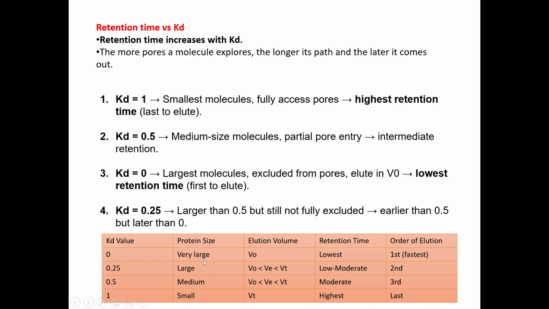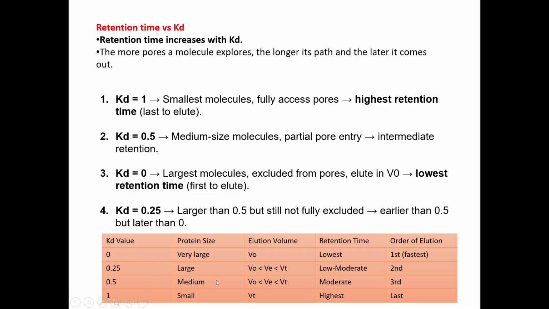If it is 0, it's very large. Elution volume will be your void volume, with the lowest retention time and fastest elution. As KD increases, your protein size is decreasing and your elution volume is increasing, so your retention time will also increase. If it's 0.25, it's still a larger protein but not the largest in your sample. It will be between void volume and total volume, with a low to moderate retention time, and it will come out second in this set of KD values.